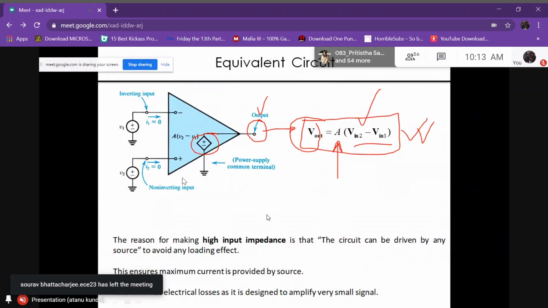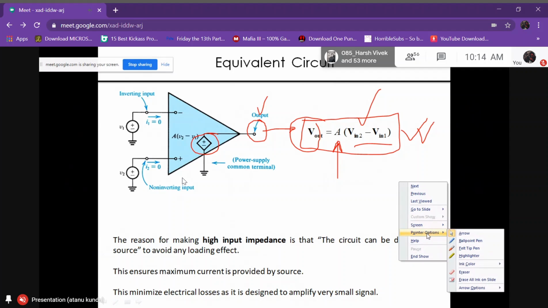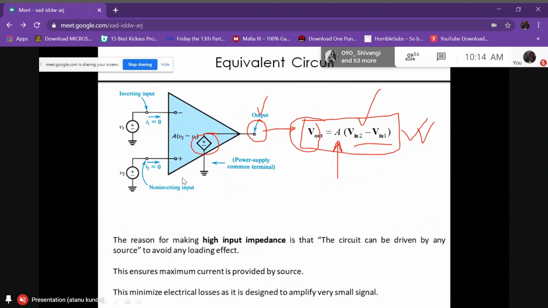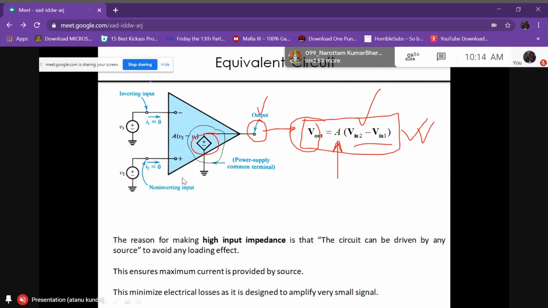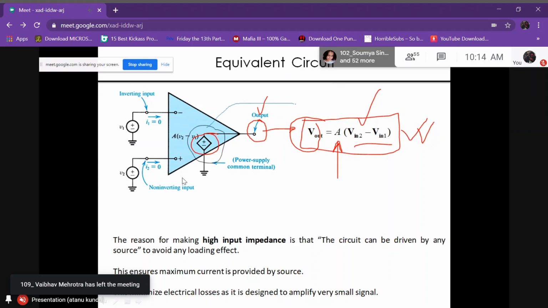So, in the equivalent circuit, we have to design it in such a way that if we measure the voltage here, we get this value. We can say that some voltage source is working here, and that voltage source is like this. Can you write this down?